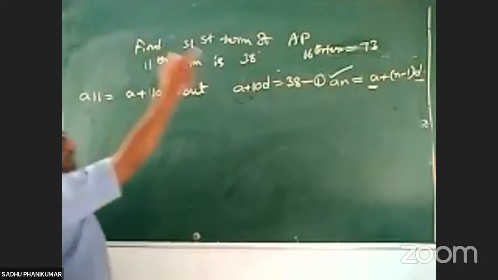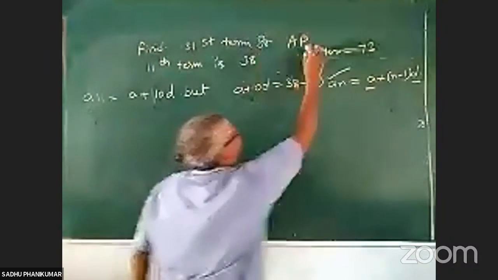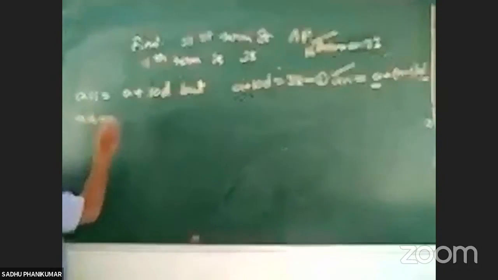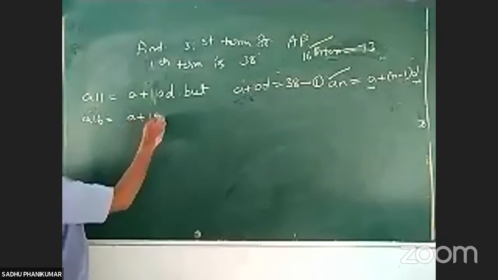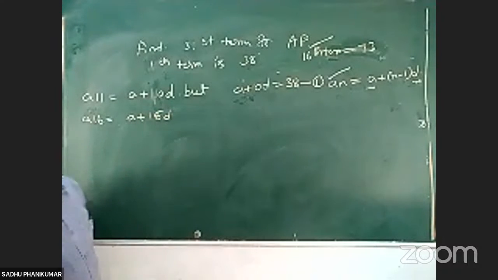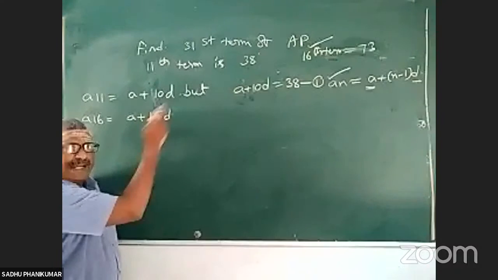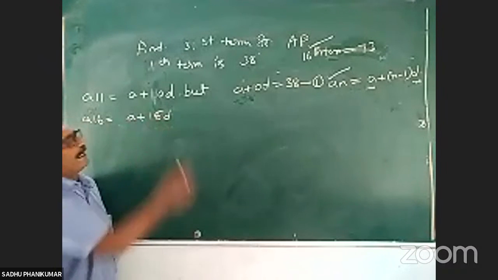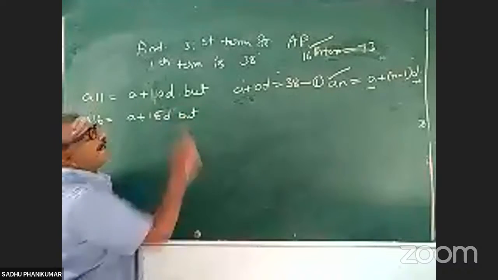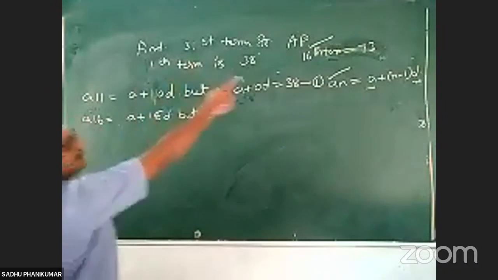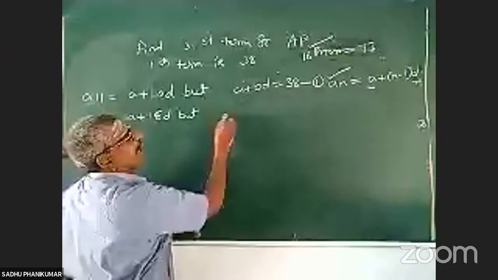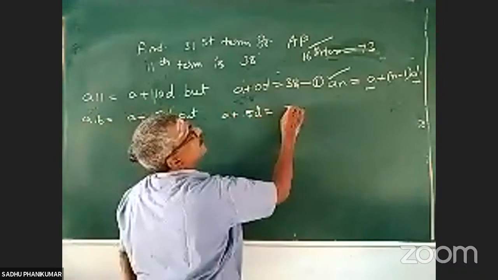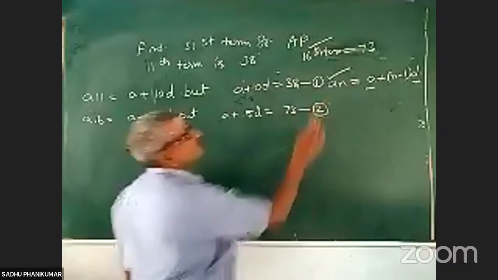The second condition, what was given? The 16th term is given. So A16 is equal to A plus 15D. n minus 1 into D, 16 minus 1 is 15, 15 into D, 15D. But what was given? The 16th term is 73. That means A plus 15D is equal to 73. This is equation number 2.